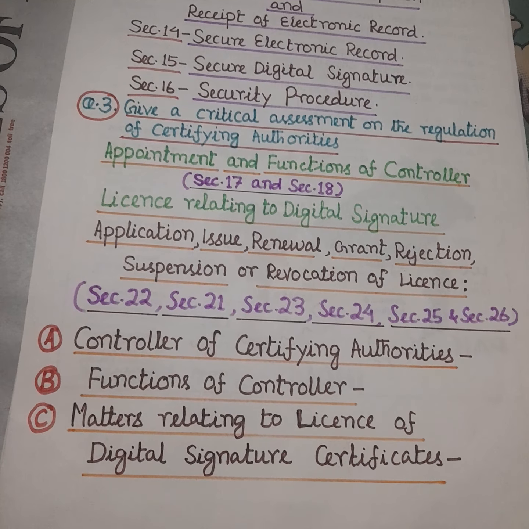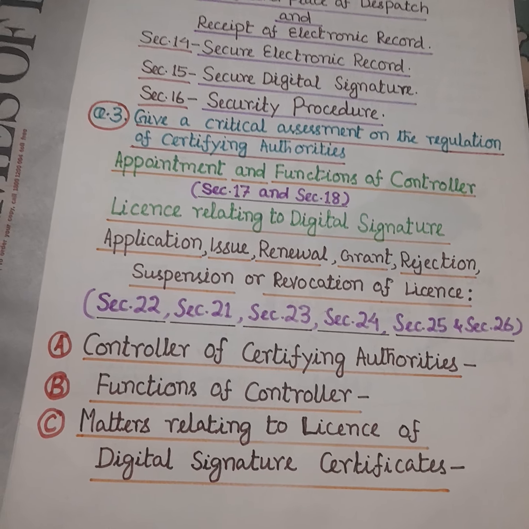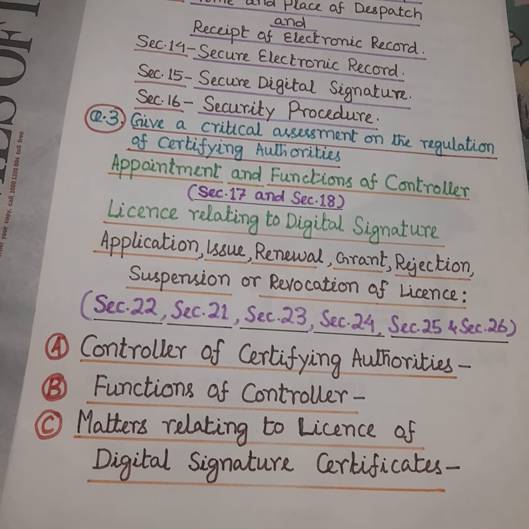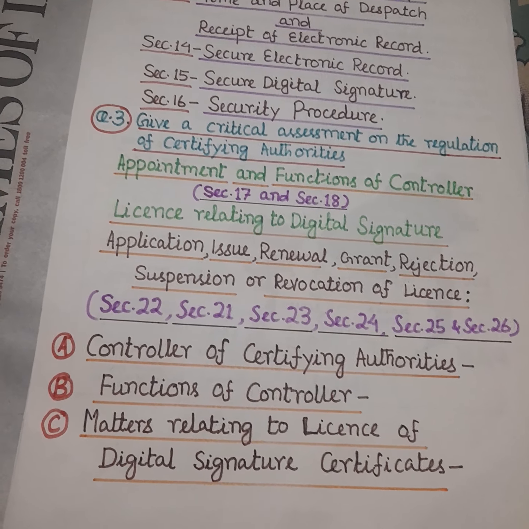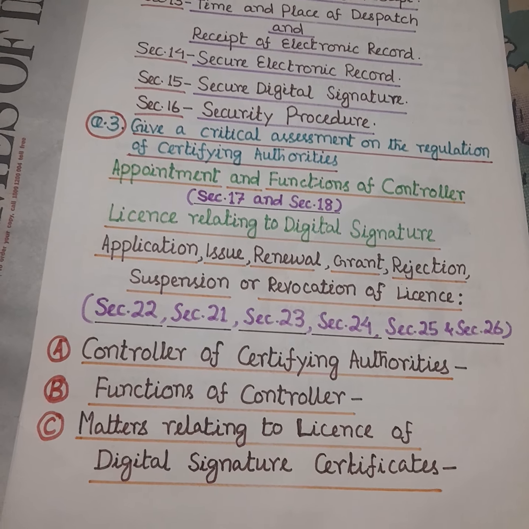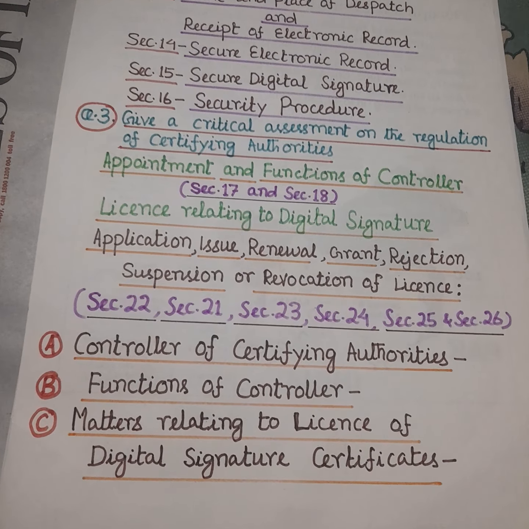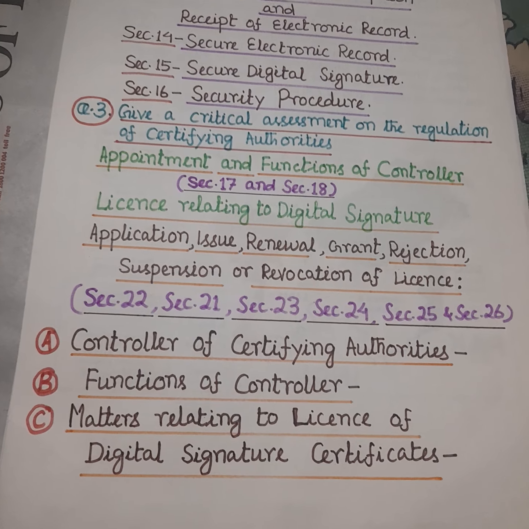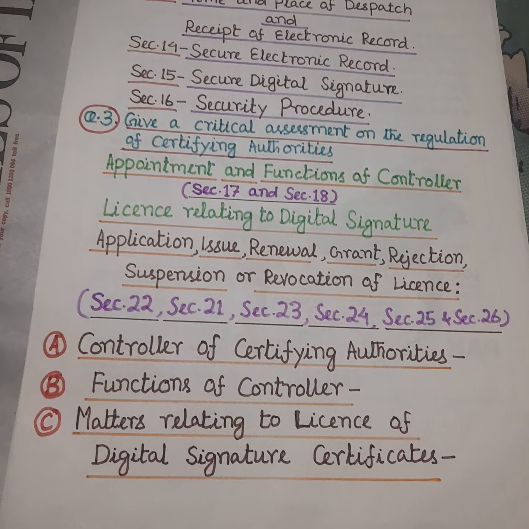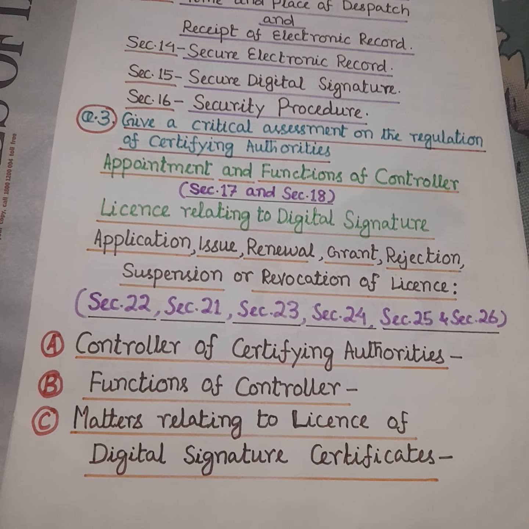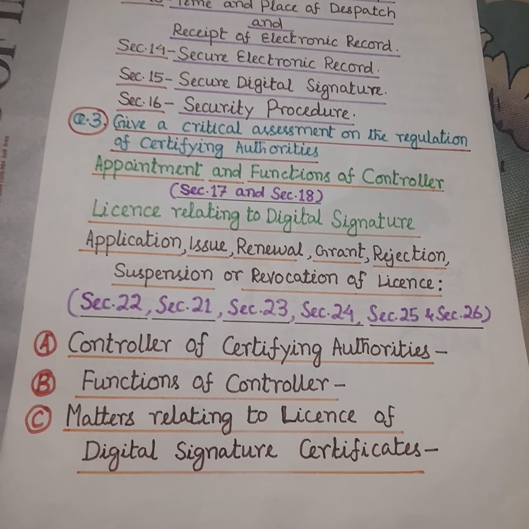Except as otherwise agreed to between the originator and the addressee, an electronic record is deemed to be dispatched at the place where the originator has his place of business and is deemed to be received at the place where the addressee has his place of business. The provisions given above shall apply notwithstanding that the place where the computer resource is located may be different from the place where the electronic record is deemed to have been received.